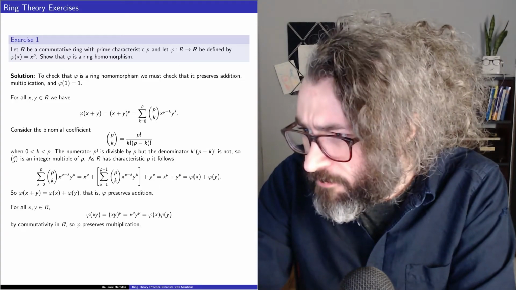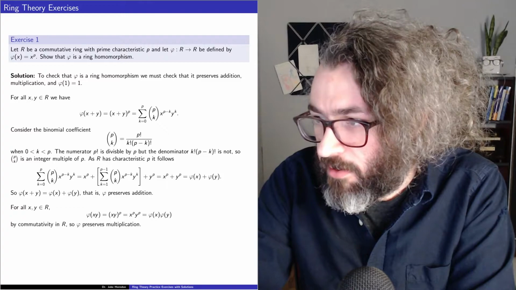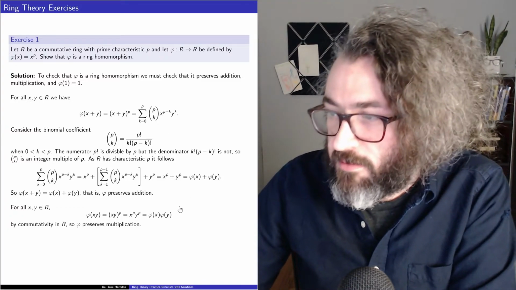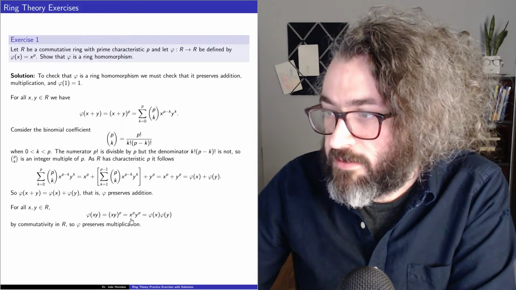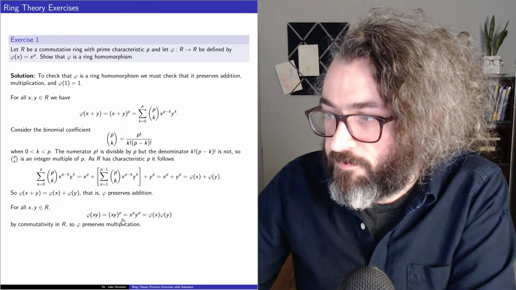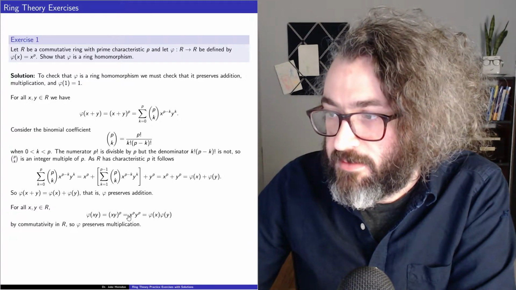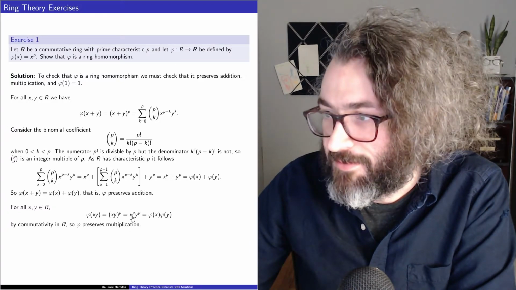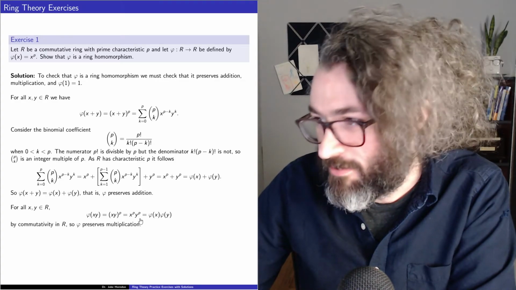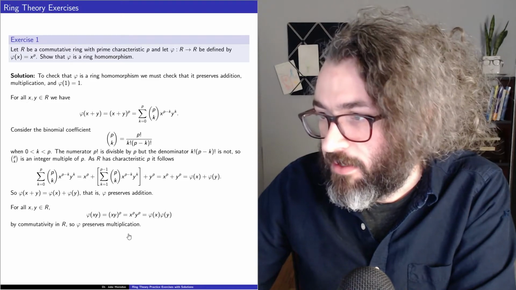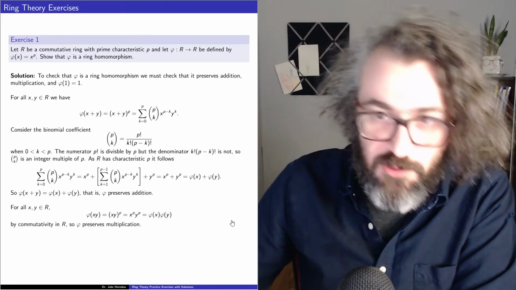All right, for all x and y in R, phi of x times y is equal to xy to the p, which is equal to x to the p times y to the p. This equality uses commutativity in the ring to get all the x's on the left and all the y's on the right. And this is equal to phi of x times phi of y. So that says that phi preserves multiplication.